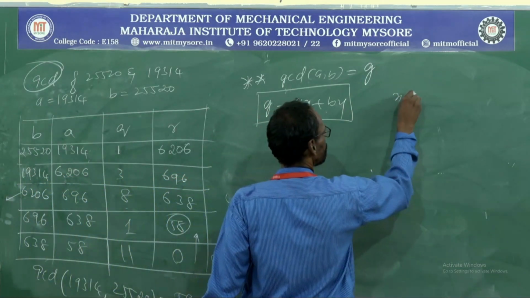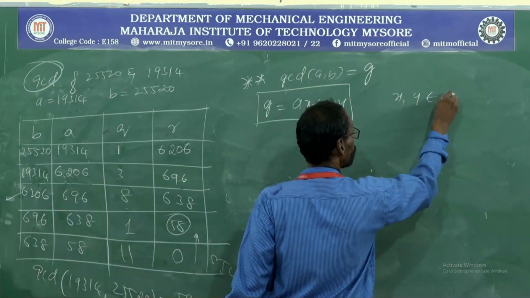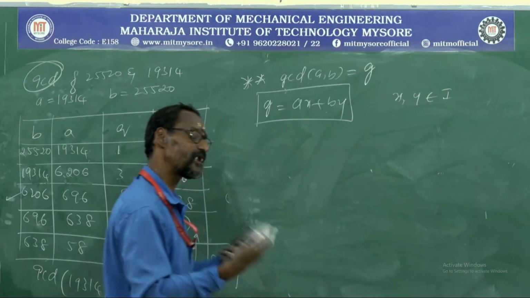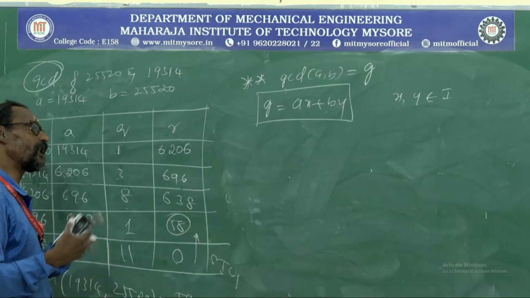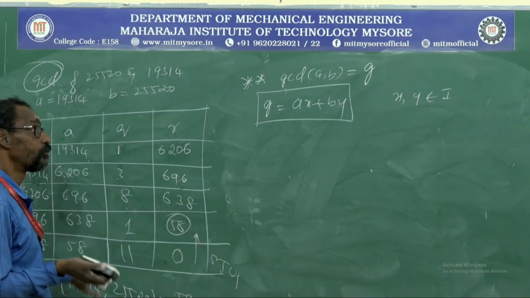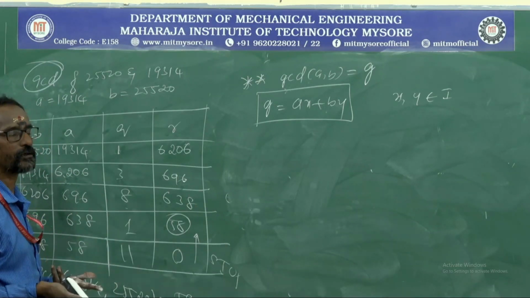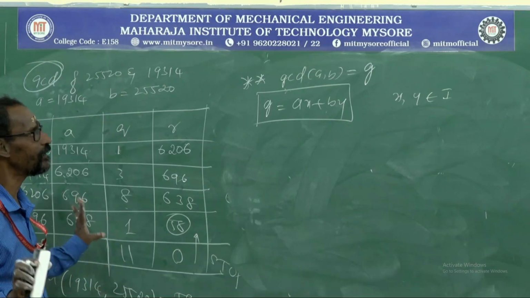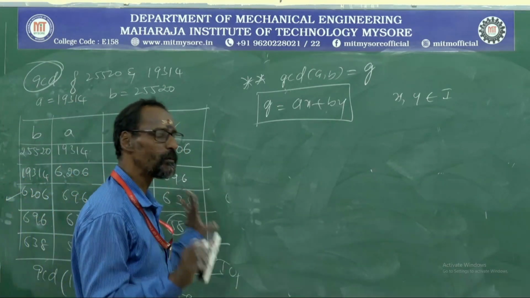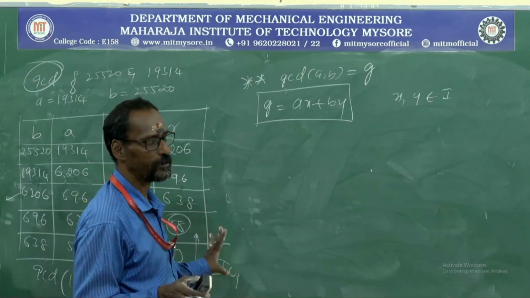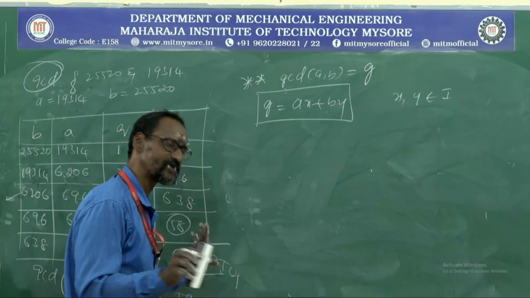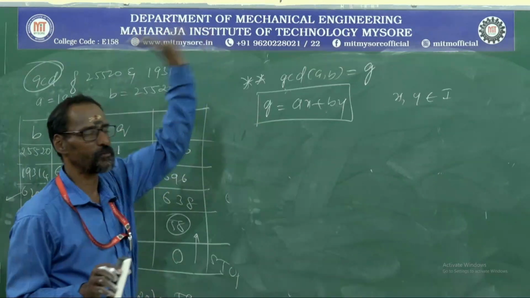So we have x comma y, both integers. X and y can be positive, can be negative. Generally, both will be positive, or one will be positive and one will be negative. Both negative never arises because G is always positive.